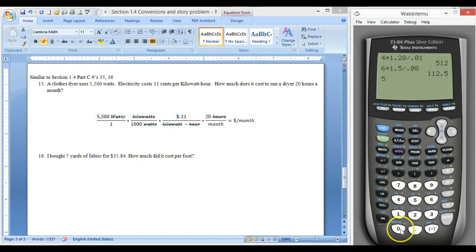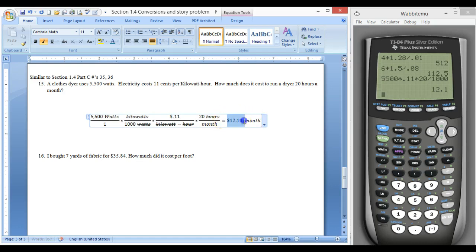So now I just need to figure out 5,500, and I'm going to times this by 0.11 and then times that by 20 and divide by what's left on the bottom, only 1,000. There we go, press enter, and I know that this will now cost $12.10 a month to run my dryer if I run it for 20 hours.